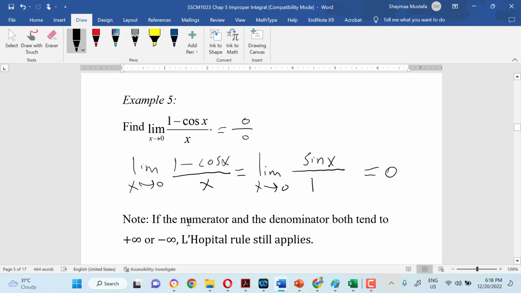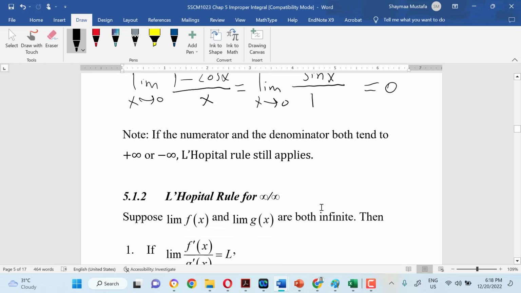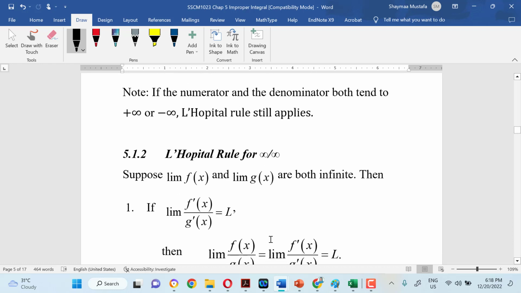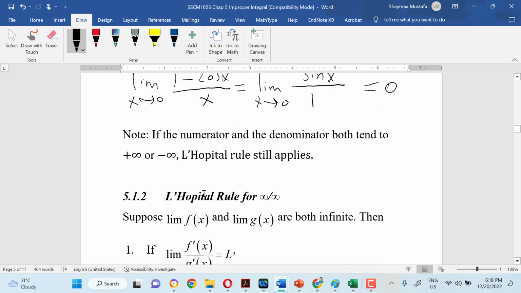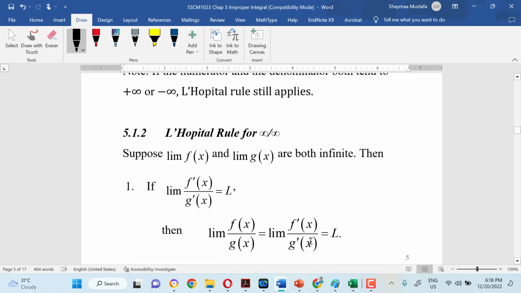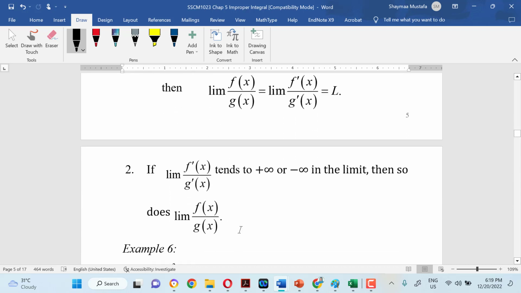Now, the same L'Hopital's rule applies when I get 0 over 0, and the same if I get infinity over infinity or minus infinity over minus infinity. If your direct substitution gives you infinity over infinity, then take the derivative of the numerator and the derivative of the denominator, and then the limit will be equal to the limit of the new functions.